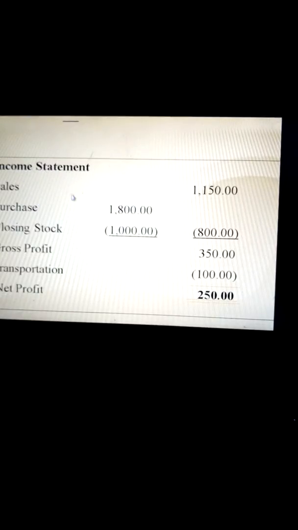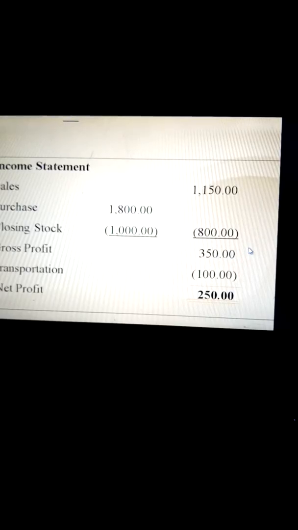So how will our income statement look like? First of all, note that 5 bottles remained unsold at 200 naira per bottle. Therefore, the income statement will be sales. Remember, it's 1150. Then the purchases is 1800. Closing stock is 1000. So if you subtract 1000 from 1800, you will get 800, meaning that 800 is the cost of sales. So 1150 minus 800, our gross profit will be 350 naira.